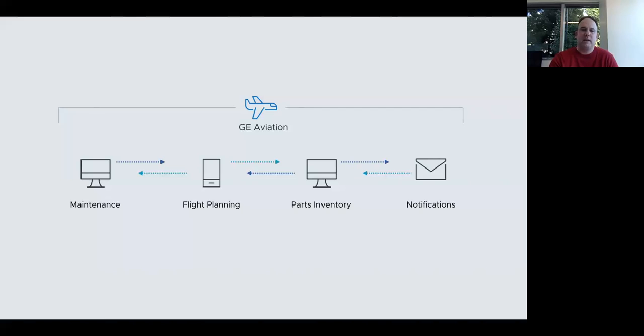The person doing the maintenance might use the parts inventory app. Likewise, the person doing the flight planning might use the maintenance app to schedule when the plane needs to stop to have some maintenance done on it. So you'd want all that stuff to work together. It makes a lot of sense.